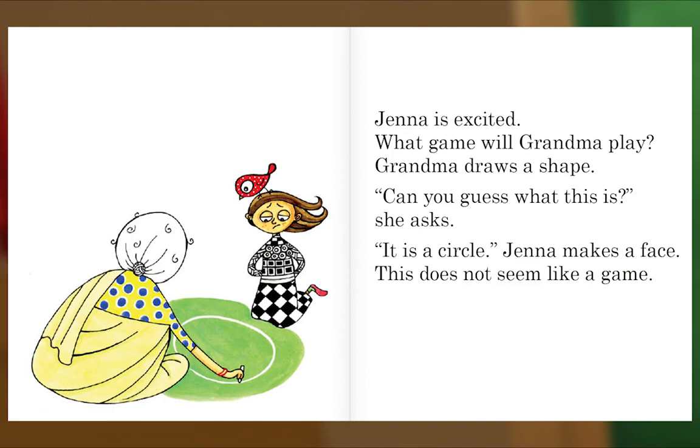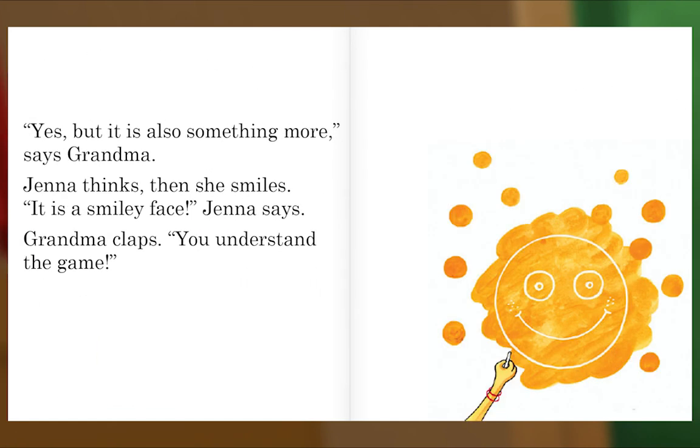Grandma draws a shape. "Can you guess what this is?" she asks. "It is a circle." Jenna makes a face. This does not seem like a game. "Yes, but it is also something more," says Grandma. Jenna thinks. Then she smiles. "It is a smiley face," Jenna says. Grandma claps. "You understand the game."